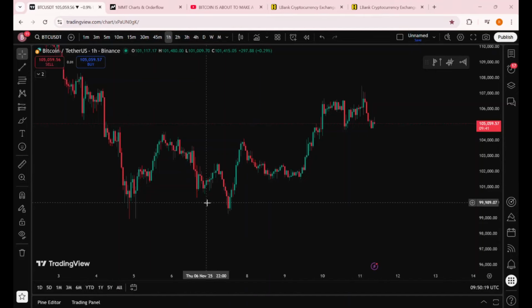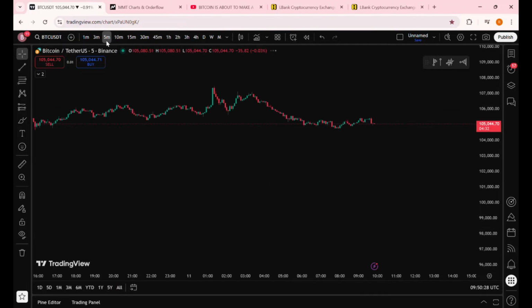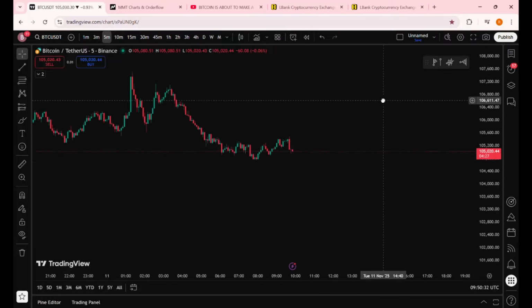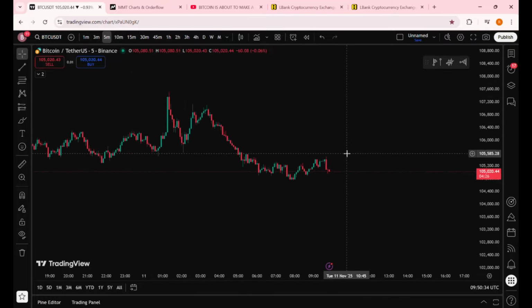Now, when we look at BTC, there's always different levels that BTC can bounce from. So we're going to go to the 5-minute time frame. We're going to look at this simple strategy that you can apply today and trade with on Lbank.